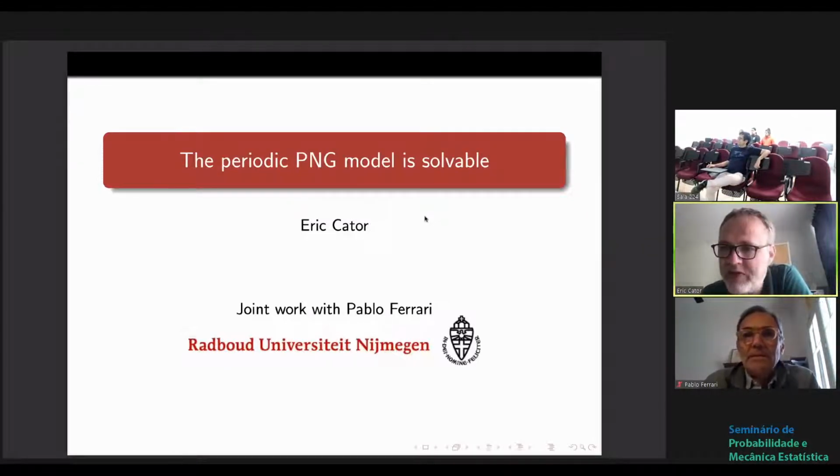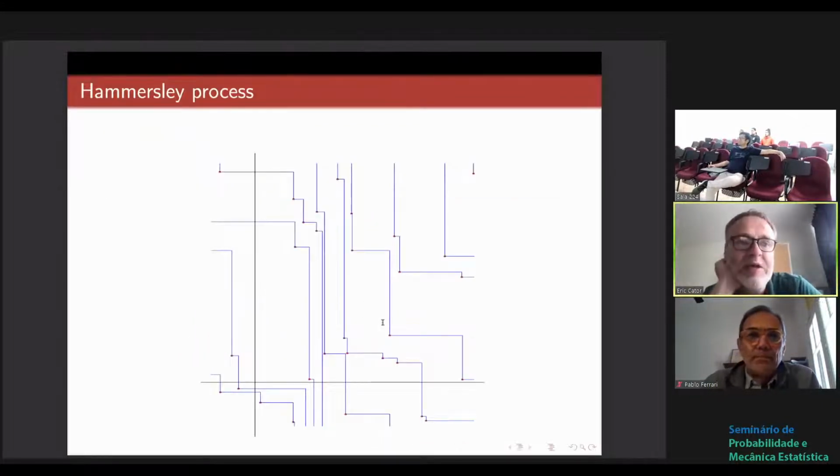So I wanted to start by introducing the PNG model. And I could do that by quoting the original paper by Prähofer and Spohn, but in fact, I had a different way into this PNG model, because I did some work on the Hammersley process and it's very closely related to the PNG model. So just for old time's sake, I wanted to start with the Hammersley process.